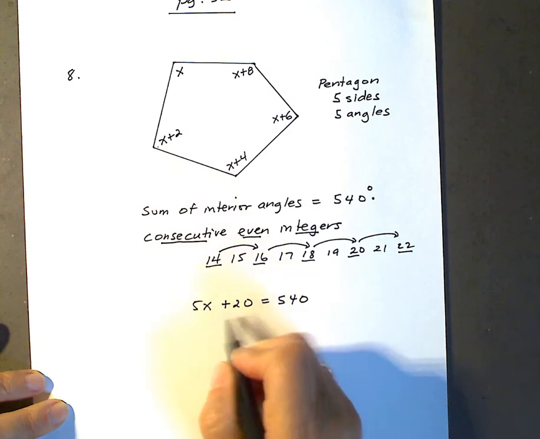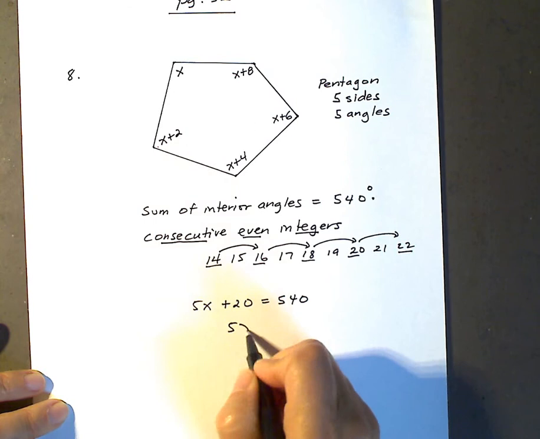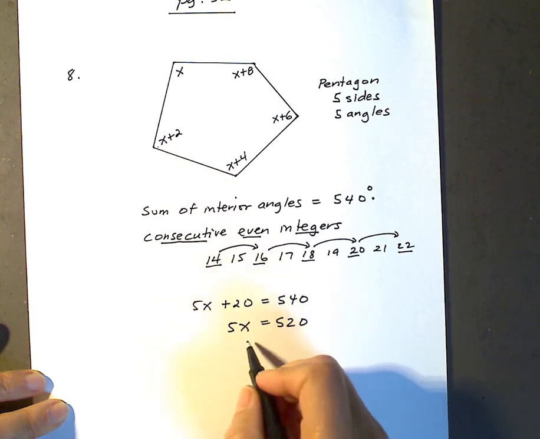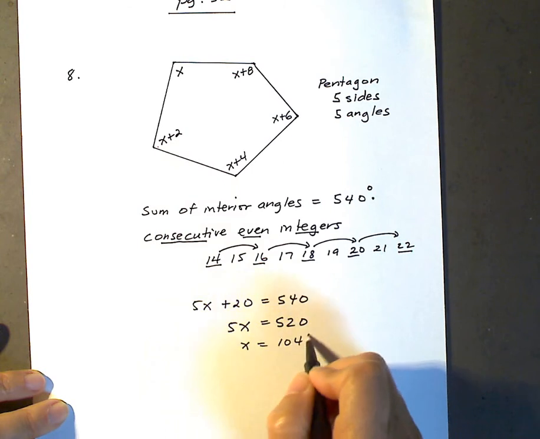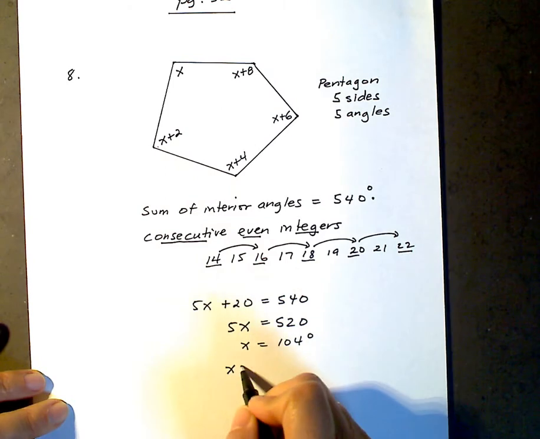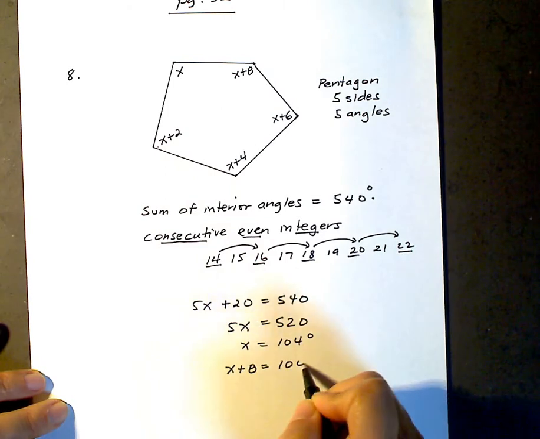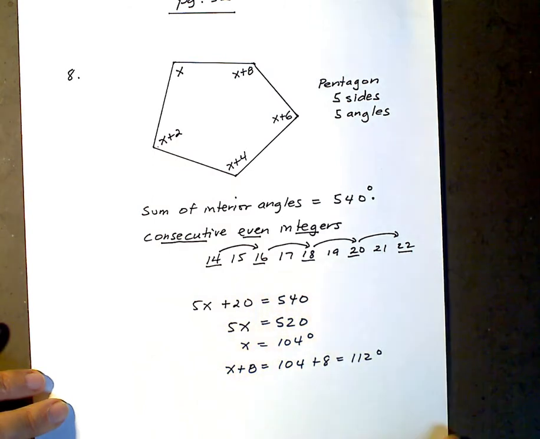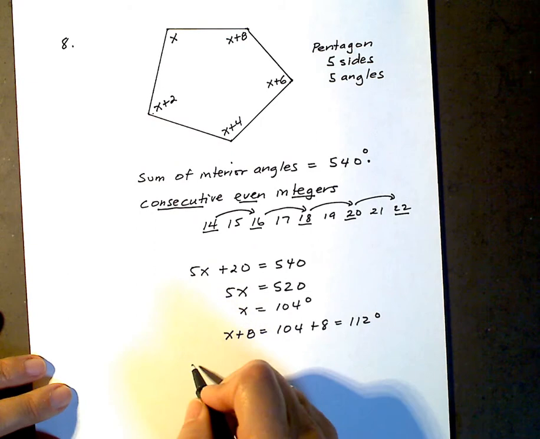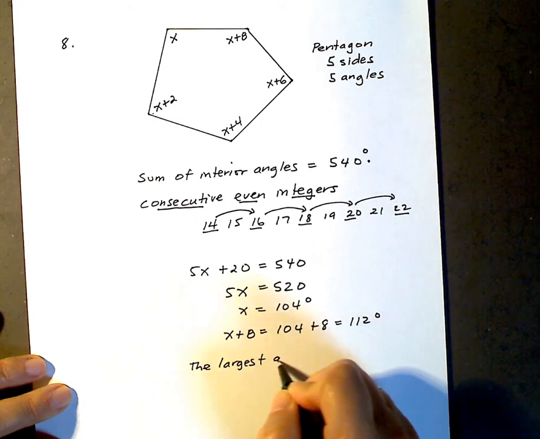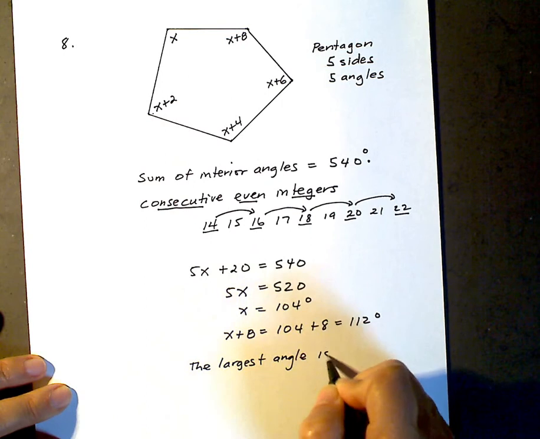So to solve for x, subtracting 20 from both sides and dividing by 5, I get that the smallest angle, x, is 104 degrees. So if that's the case, then the largest angle, x plus 8, is 104 plus 8, or 112 degrees. So the answer to the question is the largest angle is 112 degrees.